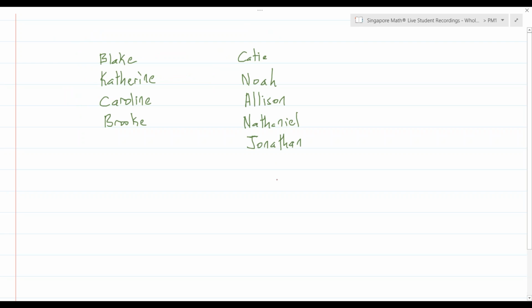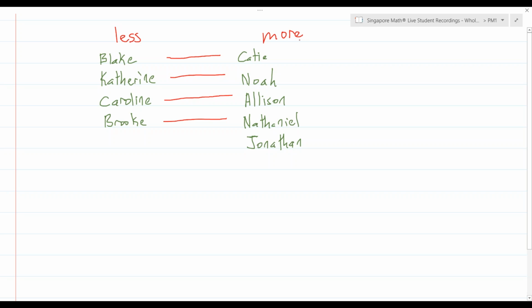If I compare our family with another family we know, they have Katie, Noah, Allison, Nathaniel, and Jonathan. And this family, if I match up all of our children, it's the Barnetts that run out of children before the other family does. And so in this case, we have less children and they have more children.